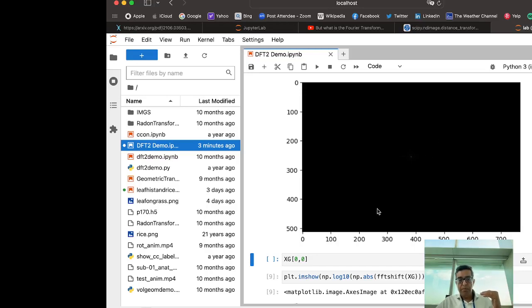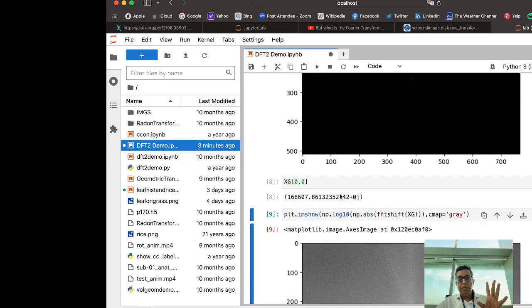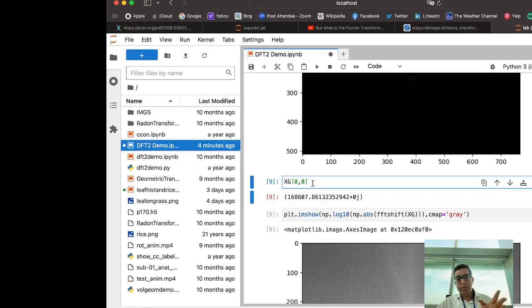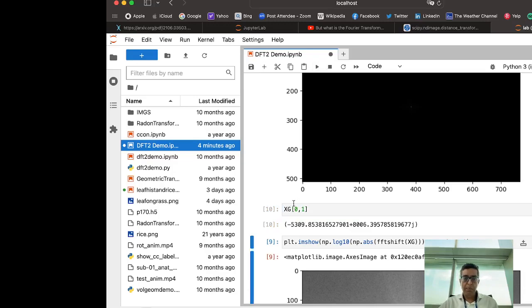By the way, this is what the biggest value in the array is. It's 1.68 by 10 to the... Oh, that's not quite right. That can't be right. No, that's the DC value. No, that is the biggest value. Yeah, so it's 16,000. So it's quite large. Let me just double check that actually. I think that should be right. Yeah, that's the biggest value.